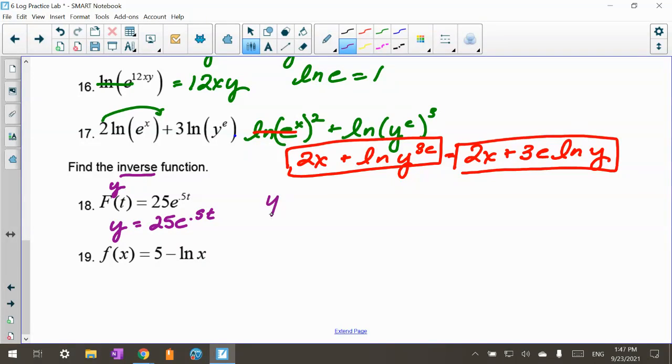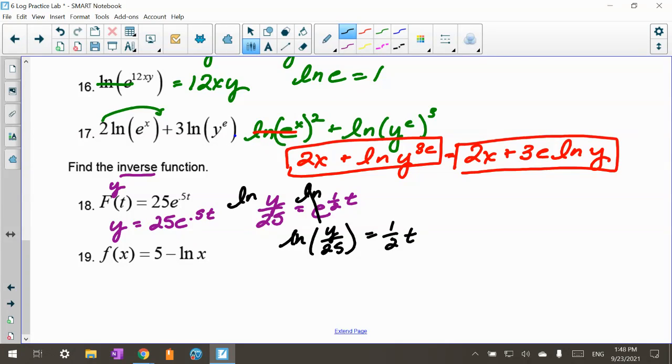The first thing is I'm going to divide by 25, and I'm going to write the 0.5 as a half t. I'll show you why in a minute. Then I'm going to natural log both sides because I have to solve for t. So I have the natural log of y over 25 equals a half t. And then I'm going to multiply both sides by 2. So I have t equals 2 natural log of y over 25. That is your inverse.